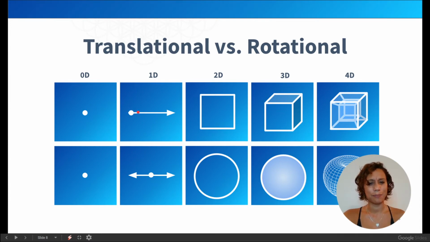1D, it's a line. 2D is a square. 3D is a cube. And 4D is two cubes swapping, i.e. time. Or is it a dot that expands in two directions in equilibrium? This line can rotate to make a circle.